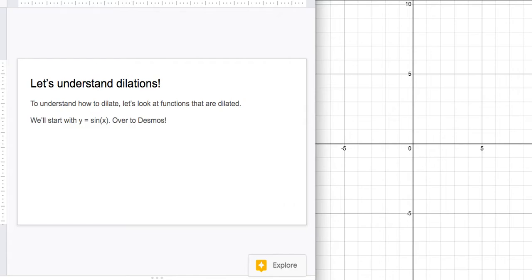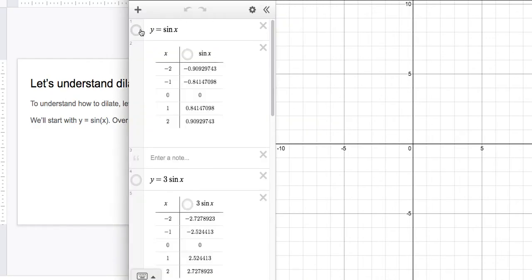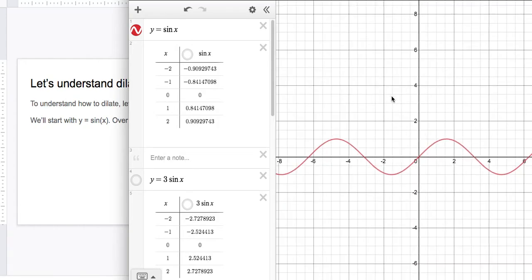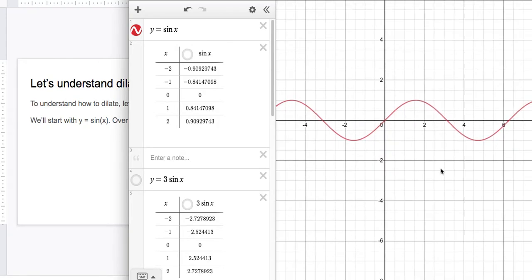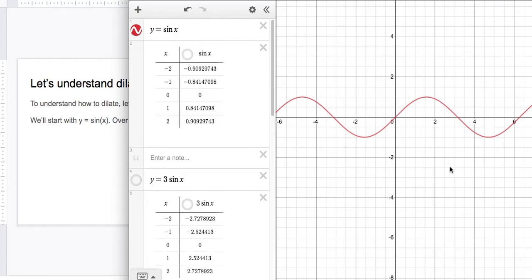So now let's go to dilations. Once again, we're going to use Desmos, and I'm going to use sine x because sine is a great function for seeing changes in height and width. So here's our sine function. Now I know I'm not working in radians or anything like that, so that might make things a little harder to see, but it's okay. Just look at the values.